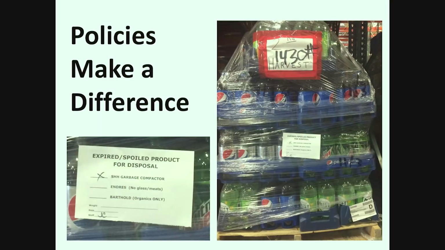Here's another example of how policies that we implement through the food banking system can make a real difference. This is a photo that I took in a food bank in the Midwest. It is a pallet of soda, and if you see on this piece on the left here, the sign says this is expired or spoiled product for disposal, and it's sending that pallet of donated soda directly to the garbage compactor. This is food that otherwise would be distributed at the food pantry and now is being distributed to the landfill.